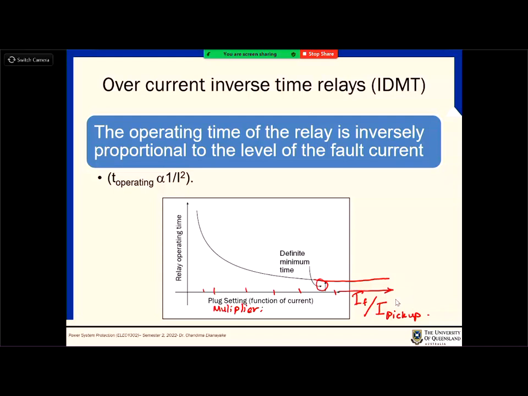Usually these sort of relays won't operate at pickup current, but at 1.06 or slightly above pickup current. If you look at these characteristics, the relay operating time is inversely proportional to the magnitude of the fault current, and after a certain level, the relay operating time will not reduce. It keeps at that constant minimum time interval.